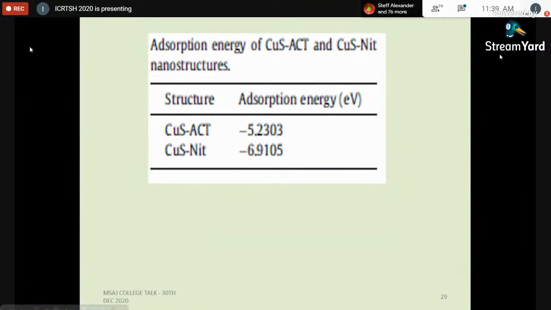Yeah, here the absorption energy is identified. It is 5.2303 for ACT and NIT. So this classification is there. NIT we have not yet published. ACT we have published. This is the small information related to that. Next slide, please.